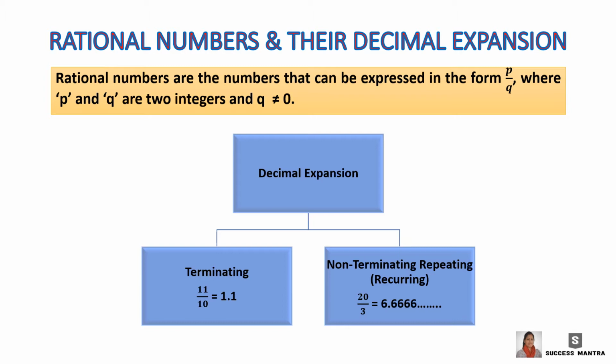And there are two decimal expansions for this rational number. One is terminating and the other one is non-terminating. If you look at 11 divided by 10, it is 1.1, so it terminates. But in the case of 20 by 3, it is never ending, 6.6666 like that. Such numbers are called non-terminating repeating rational numbers or recurring rational numbers.